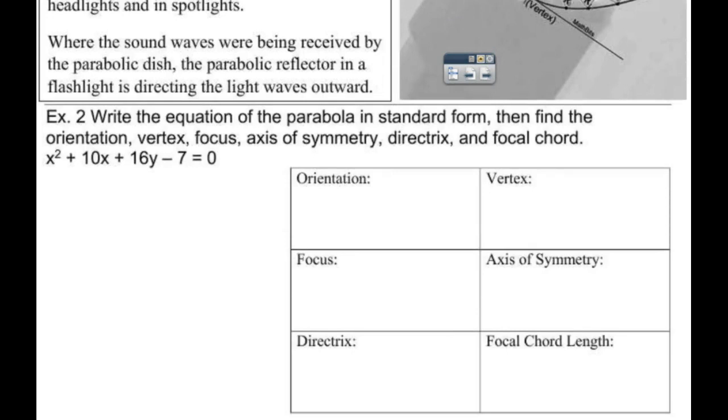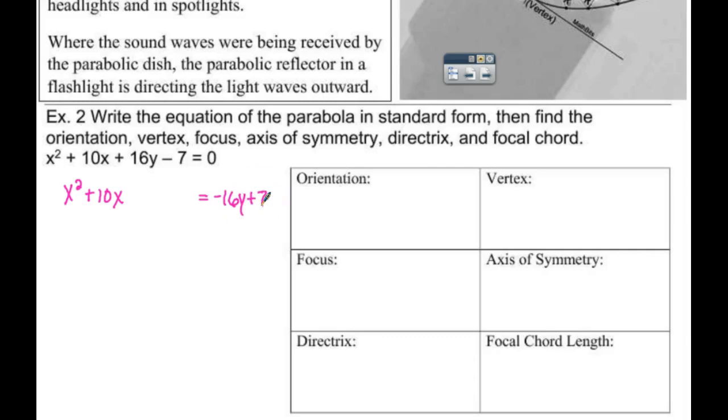Okay. So first of all, given this equation, I have x squared plus 10x plus 16y minus 7. So it's not a circle, because if it was a circle, it would have the x squared and the y squared. But this only has the x squared. So I'm going to complete the square just with the x squared. If it's x squared, that tells me it's a parabola, and it tells me it's either up or down. So I'm going to move the 16y to the other side and add the 7.